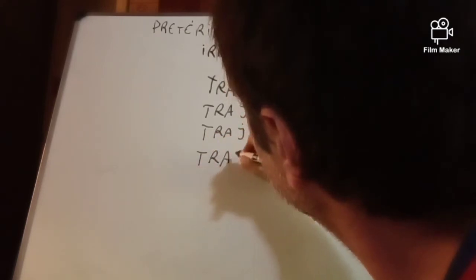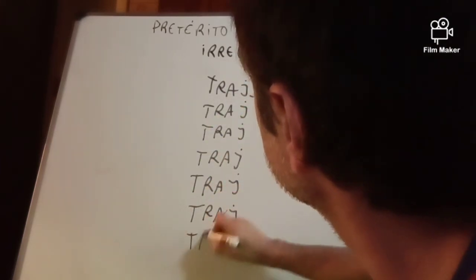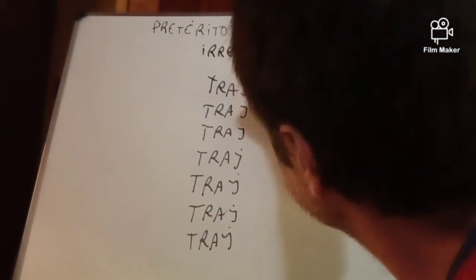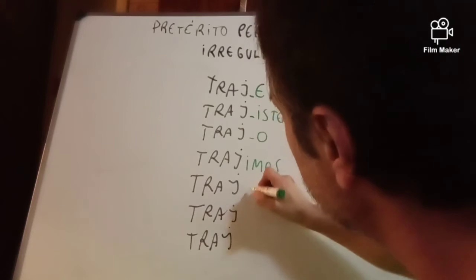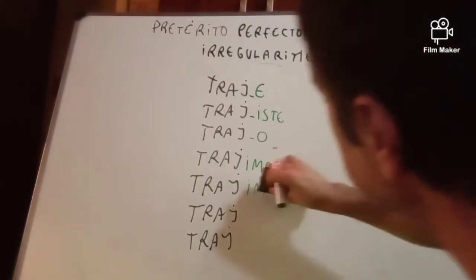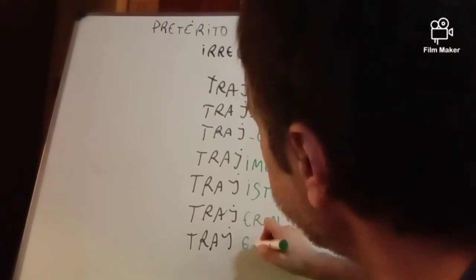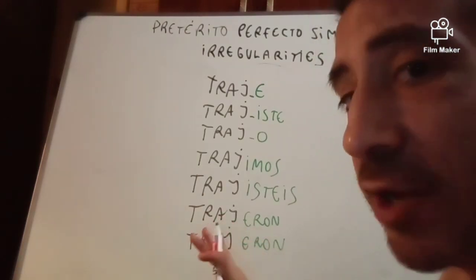The root will be traj, well, always traj. I brought, yo traje, tú trajiste, él trajo, nosotros, nosotras trajimos, vosotros, vosotras trajisteis. And ustedes, ellos, ellas, trajeron. You may come to hear it, as in the other case, with an extra E, but it's wrong. Remember, please. It's trajeron, without the E.